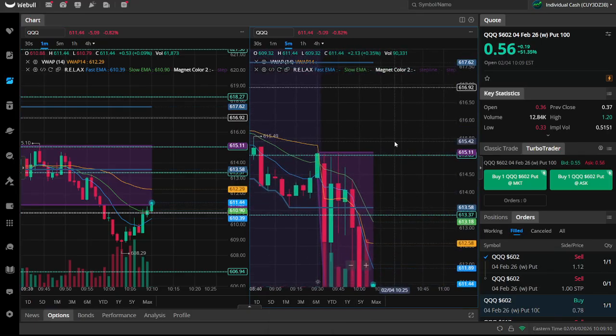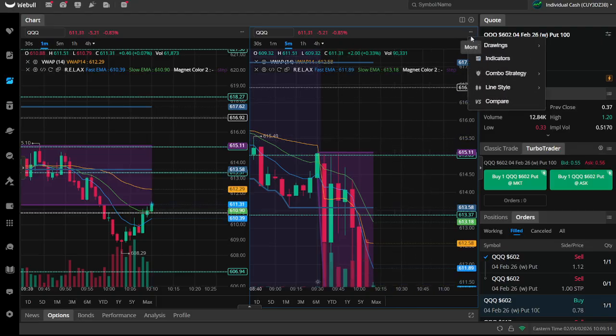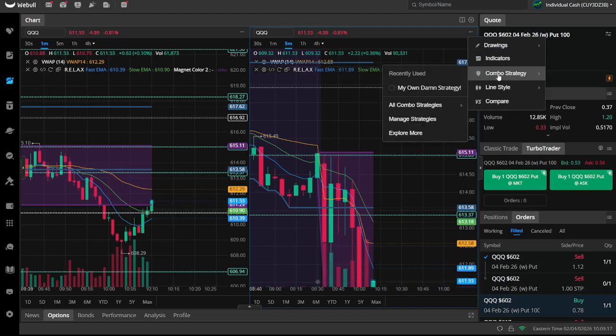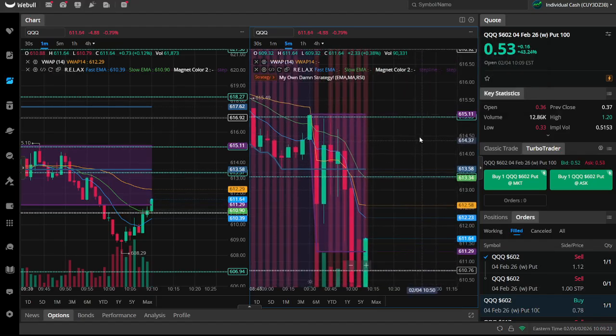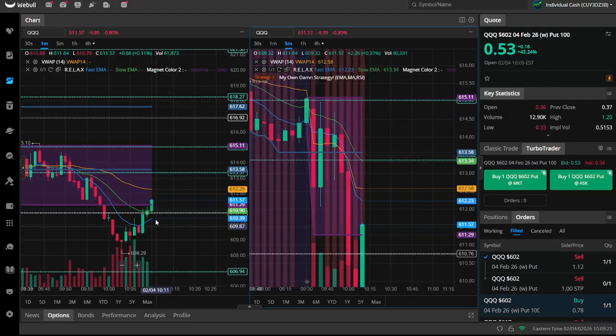I have one more thing I'm going to put back on the screen just for the sake of reasoning, which is my own strategy. It'll highlight and tell me, are we in a downtrend or an uptrend? Even though it looks like we're going up, these red tell me, well, overall we're in a downtrend.